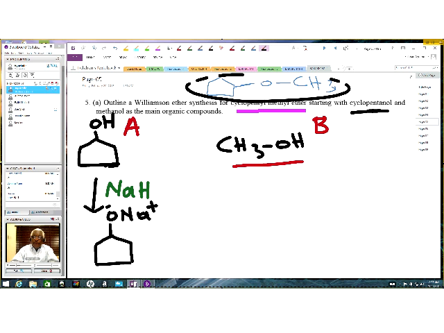So we form our alkoxide. Now, at this point, we also need to form the alkyl bromide from the methanol. Okay, so how do I go from here? What reagent do I need to go to here?